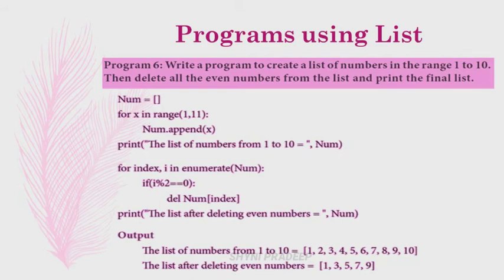Okay. First, a list is created, that is num. This is an empty list. And next, see the for loop: for x in range(1, 11). 1 is the start value and 11 is the stop value.